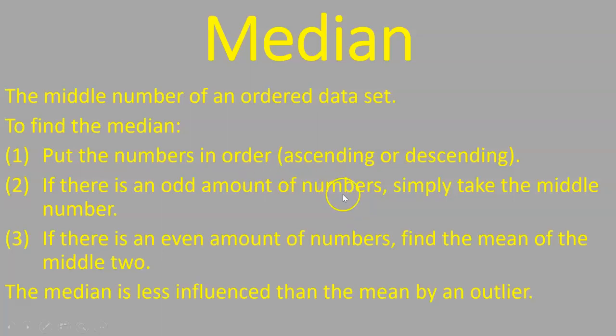Okay, so the median is also less influenced than the mean by an outlier. So if you have a large number that doesn't seem to belong, or that seems unusually large or small, that doesn't affect the median very much. Third example, find the median.